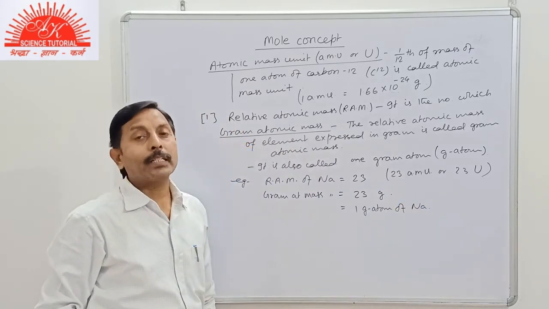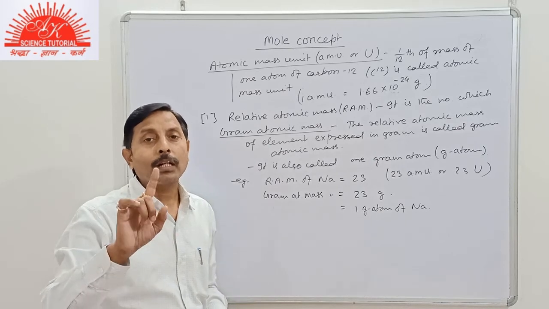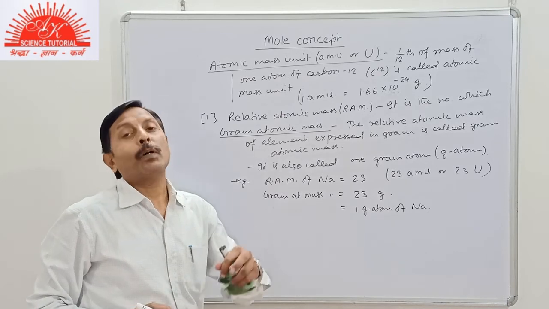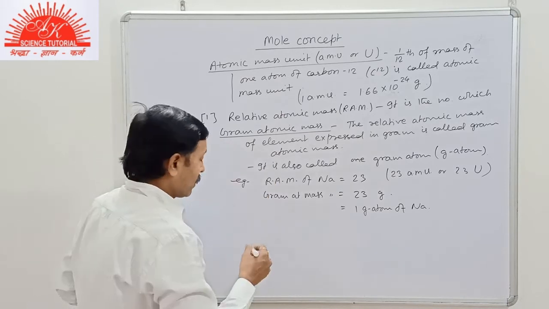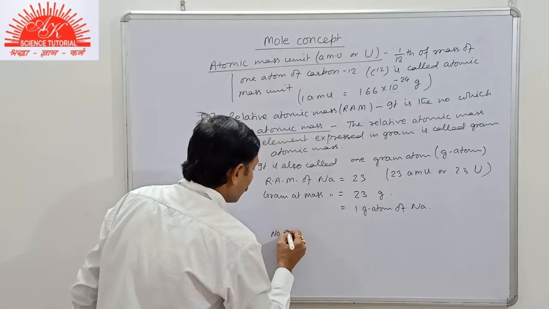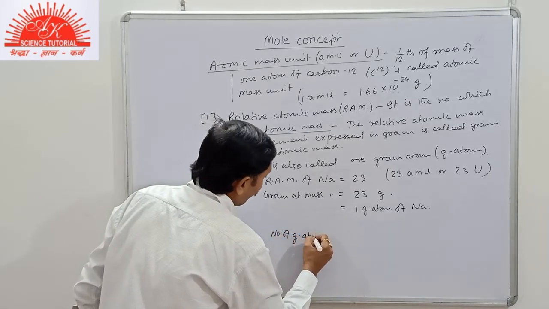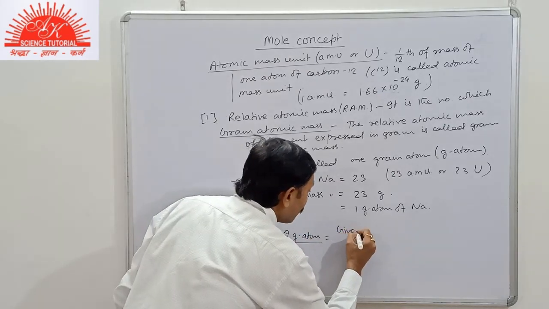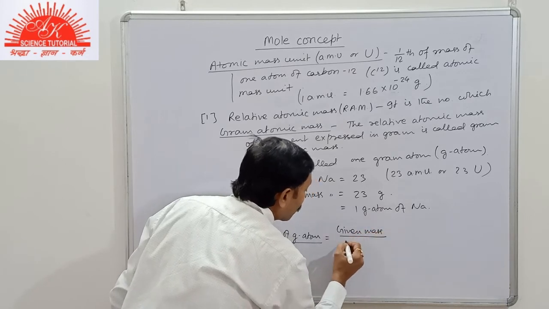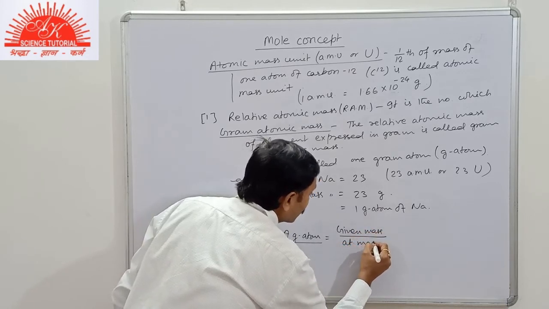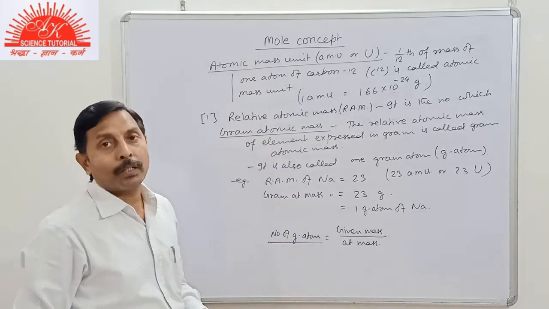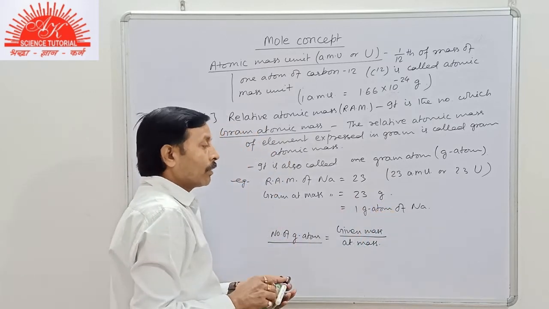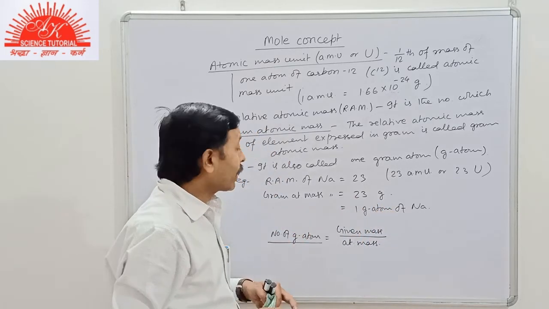Now suppose, students, it is given that 1 gram atom is equal to the gram atomic mass of the element. Now if we have to find out the number of gram atoms, then what will be used? Given mass by atomic mass. Given mass by atomic mass means this much number of gram atoms, where 1 gram atomic mass equals 1 gram atom. Then in the given mass of the element you can find it out.